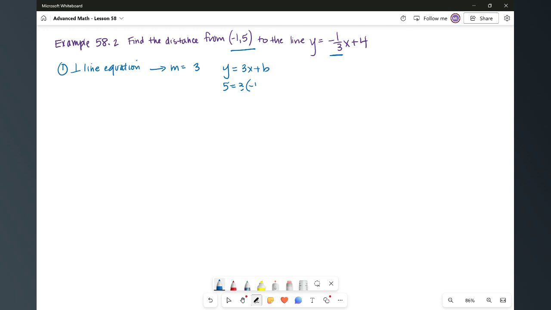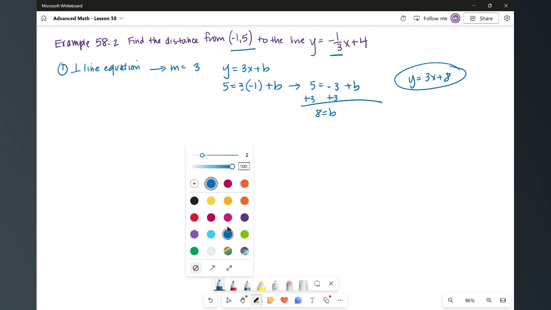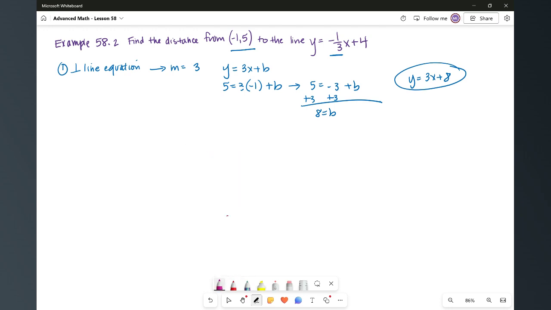3 times negative 1 plus b. That's going to end up with 5 equals negative 3 plus b. I'm going to add 3 to both sides. That means my b equals 8. So I end up with y equals 3x plus 8. All right, step 2. I need to figure out where those two lines intersect. Okay, to do that, so I'm looking for the intersection point.